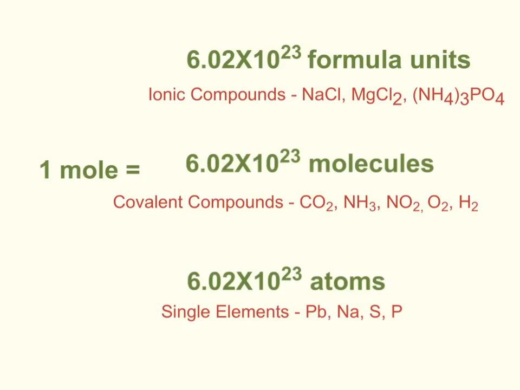6.02 times 10 to the 23rd molecules are your representative particles when we're dealing with covalent compounds. Remember, covalent compounds are when you combine 2 nonmetals, like carbon dioxide, nitrogen trihydride, nitrogen dioxide, or any of your diatomic molecules: oxygen, hydrogen, nitrogen, fluorine, chlorine, bromine, and iodine.